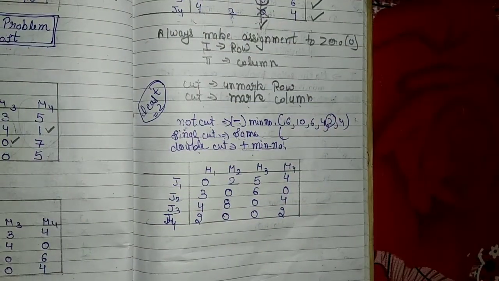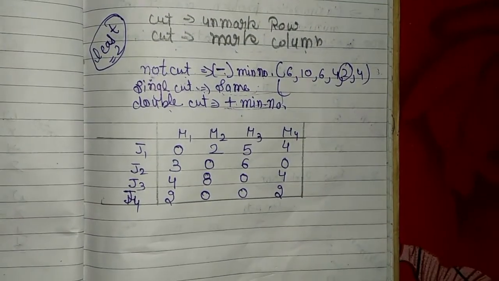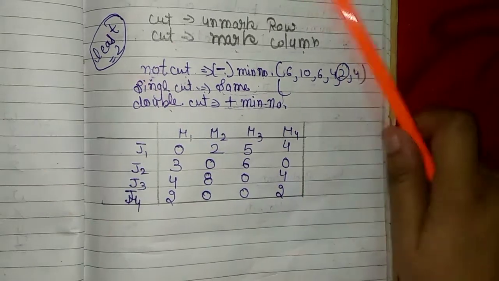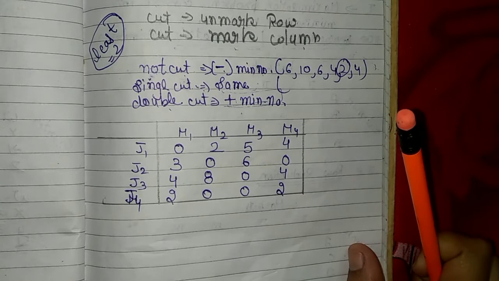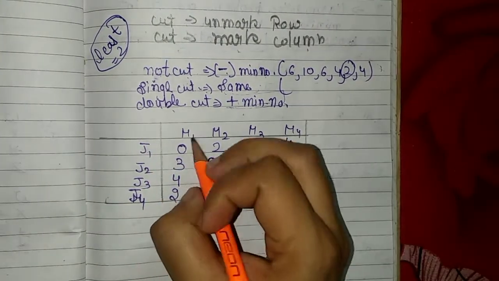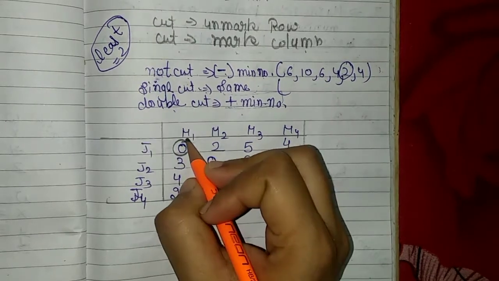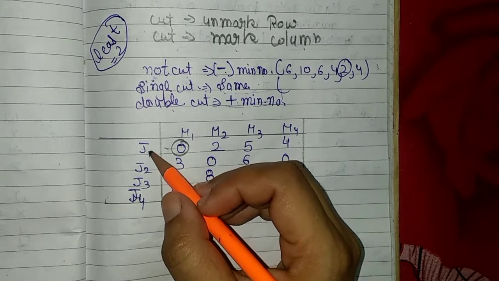Now we can construct a new table. Now we make assignment. Same rule. Always make assignment to 0. First we move row wise, then column wise. Now we start. First we move row wise. So we make assignment to it. Their respective zeros are cut. Then we move towards column wise.